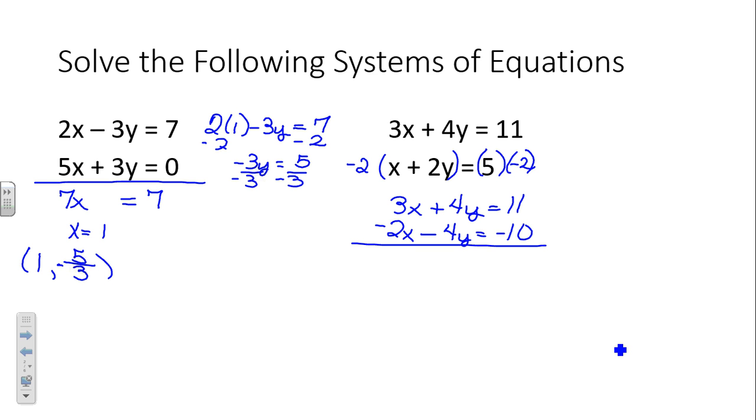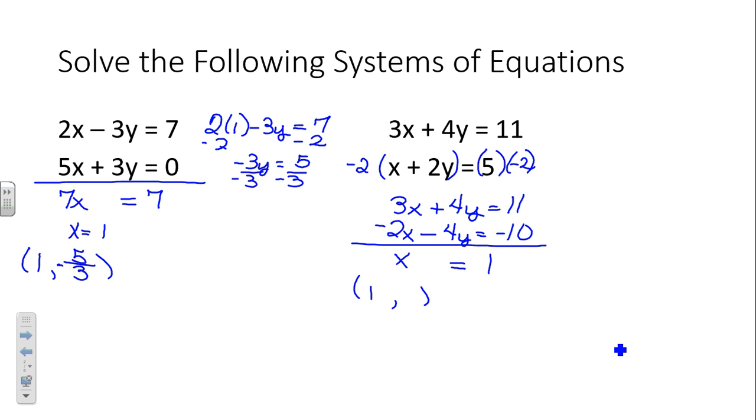Okay? So positive 3x and a negative 2x is x. The y's disappear by design, and 11 minus 10 is 1. So once again, our x was 1. It'll be part of an ordered pair, a point that satisfies both of those equations.